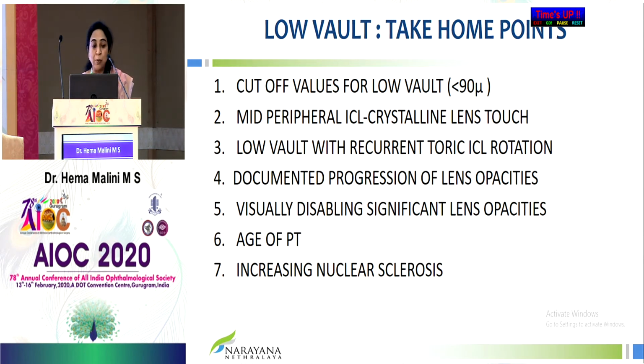So what are the take-home points? One would be the cutoff values for low vault. Any vault less than 90 microns, one needs to be prepared to explant the ICL. And whenever you see a mid-peripheral ICL lens touch, or you have a low vault with recurrent toric ICL rotation, or you have documented progression of the lens opacities, and the age of the patient of course, and increasing nuclear sclerosis.